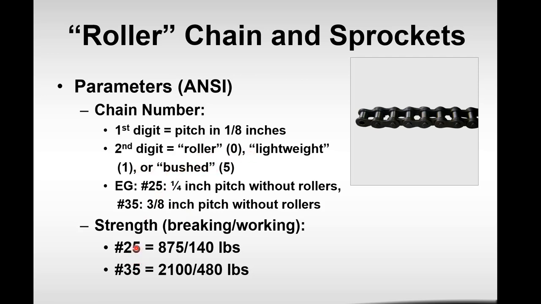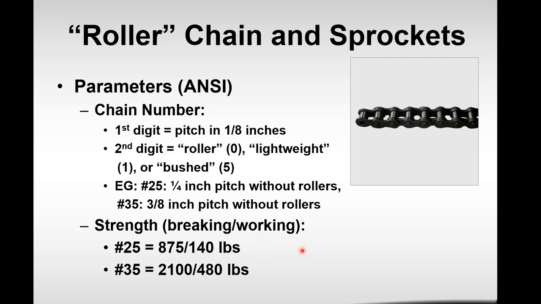So ANSI 25 and ANSI 35 chain do not have the rollers, but they just have bushings here. And of course the strength of the chain is going to depend on what material it's made out of. Obviously the VEX plastic chain is not going to be as strong as steel chain, and even steel has different grades. But the typical steel chain that you buy from somewhere like McMaster-Carr, these are typical numbers: 875 pounds to break it, 140 pounds for a continuous working load.